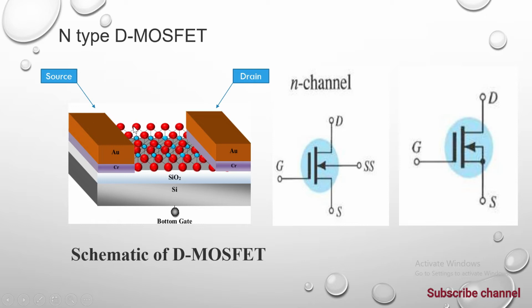This is the schematic diagram of D-MOSFET, which is called depletion type MOSFET, and this is the symbolic representation of n-channel MOSFET. It consists of four terminals. If we connect the substrate to the source, then we call it three-terminal device. And this is the schematic diagram of MOSFET, in which we used gold as a metal contact, which is connected with chrome contact.